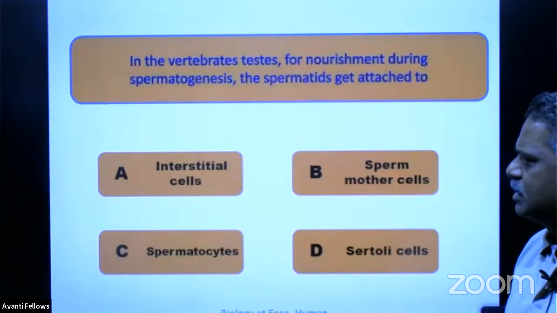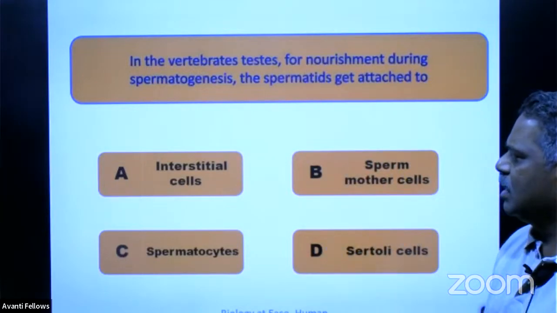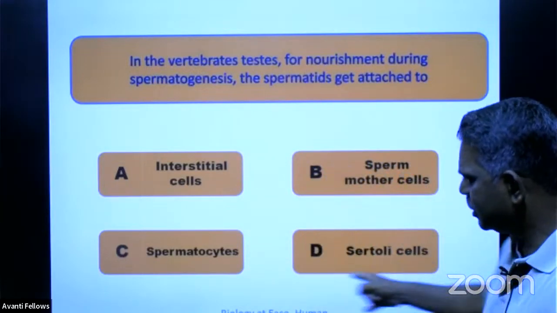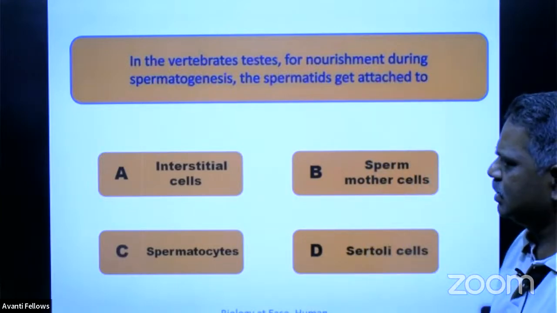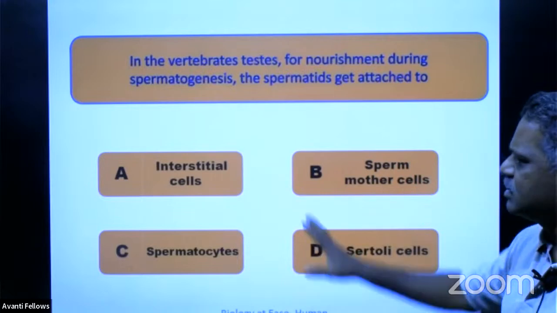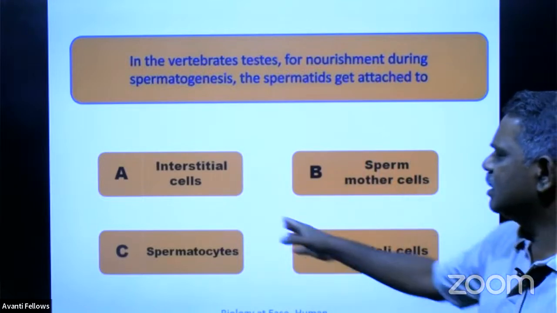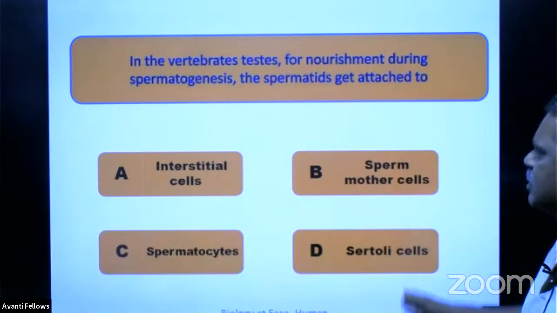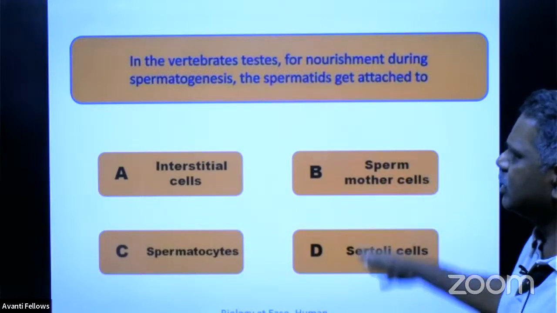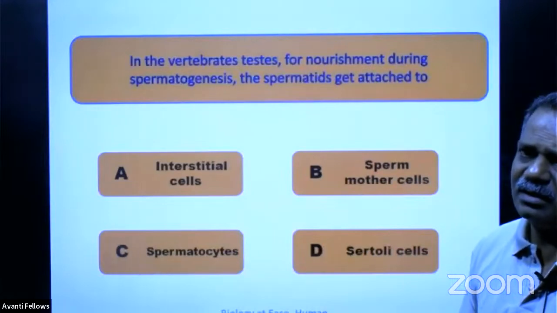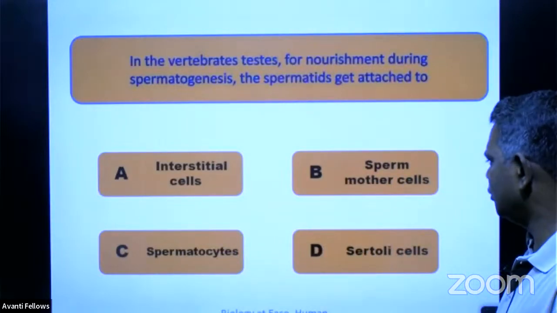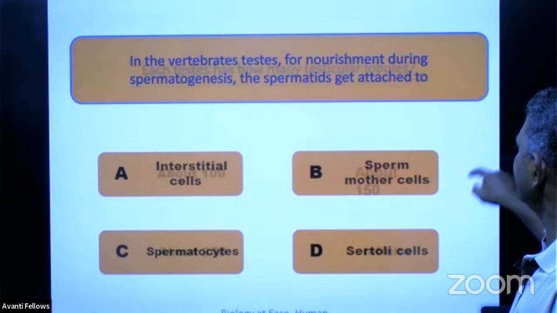See the options once again and think about the role of all the options given here and connect them to the question. What is an interstitial cell? Then sperm mother cell, then spermatocyte, then Sertoli cell. Think about it, connect it to the question, and find out the correct answer. Then we will move to another question. Next question.